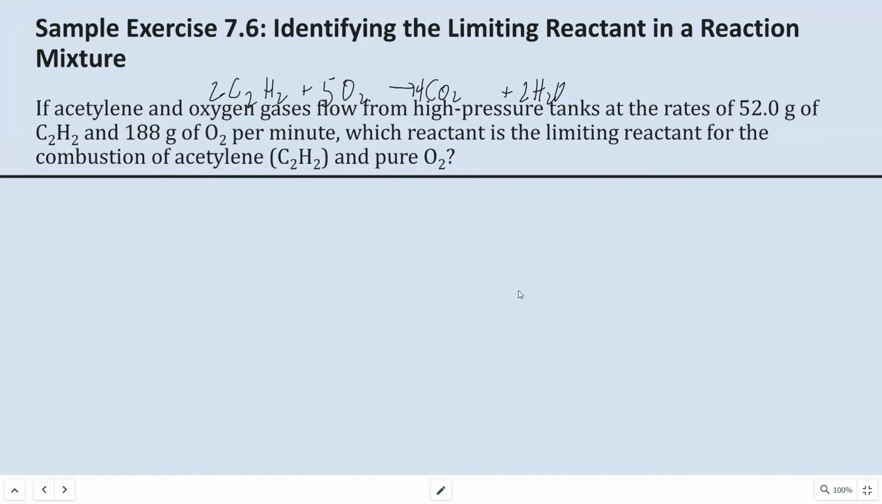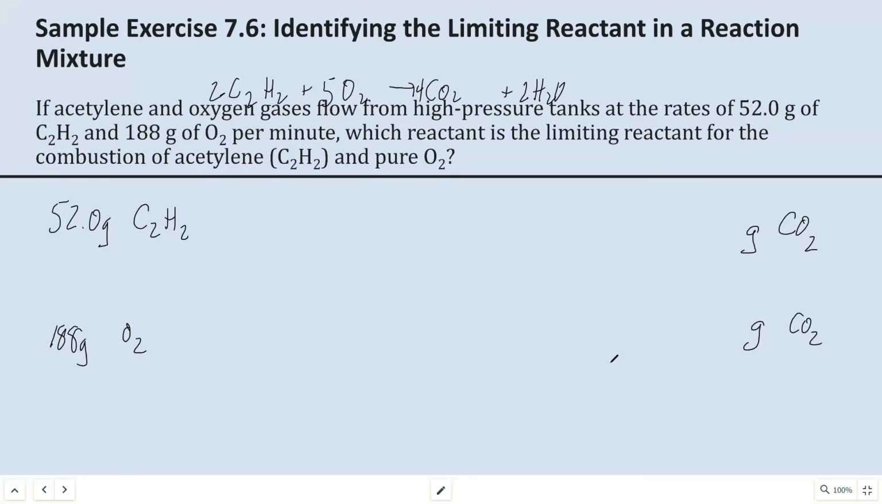So we've got our balanced chemical equation now. Now it's a matter of what we do with it. And so again, like the Wendy's example, we're going to take our 52 grams of acetylene and turn it into grams of one of the products. It doesn't say which, we're just going to go with carbon dioxide. And we're also going to take the 188 grams of oxygen and turn it into grams of carbon dioxide as well.